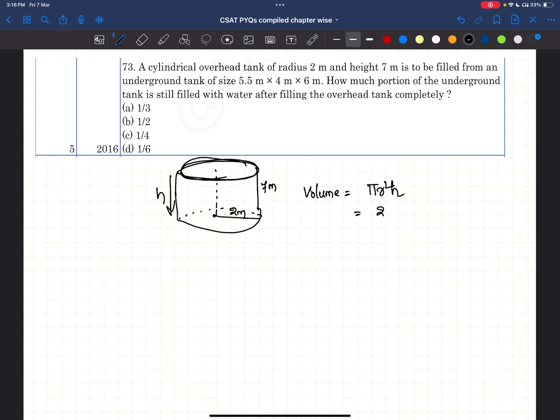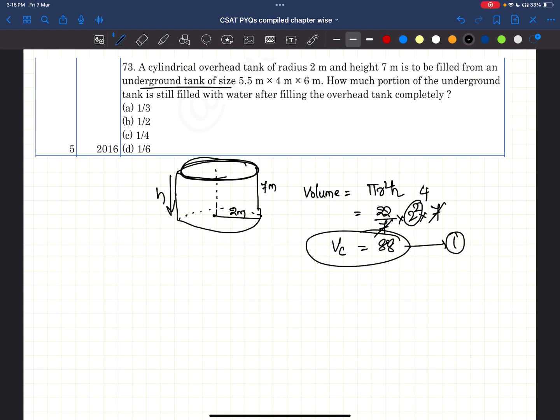Simply substituting, 22 by 7 into radius 2 square, and height is given as 7. The 7s cancel, 2 square is 4, so it is 88. Volume of the cylinder is 88; this is equation number 1. Now there is an underground tank, and he has given values also. Volume of the underground tank is 5.5 into 4 into 6. You can write 5.5 as 11 by 2.